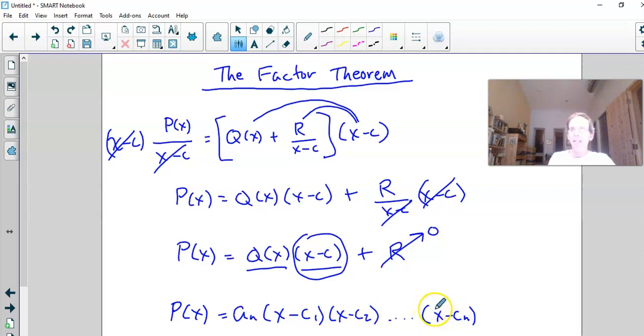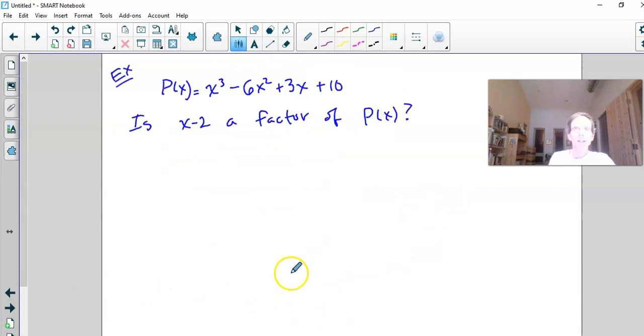Finding them may not be that easy, but we know that if we divide p of x by these quantities, x minus c, the remainder will be 0. What we do is we guess what the zeros are going to be and see if the remainder is 0 to show that, yeah, those are zeros. Why don't we illustrate that with an example? All right, here we go.